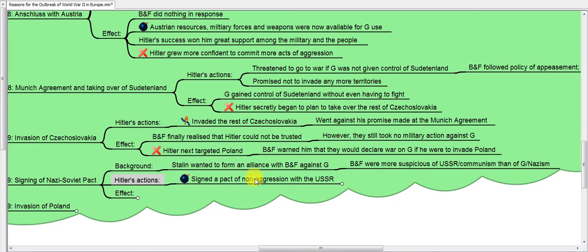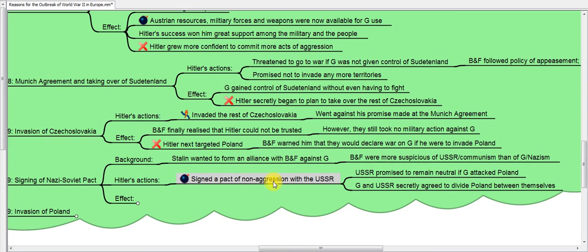He signed a pact of non-aggression with the USSR. So again, initially he was an enemy of Stalin, but he met with Stalin. Okay, they signed a pact of non-aggression, meaning that they agreed not to be aggressive to each other, not to go to war with each other. Why is this significant? Okay, because this gave Germany the opportunity to invade Poland.